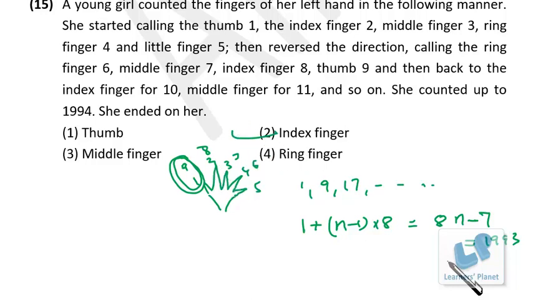So once again I started with the thumb. So 1, 9, 17. These numbers I'm counting on the thumb. The last number that I will count on this thumb is 1993. So for 1994 I have to move this way. So 1994 will be on the second finger, that is, the index finger.